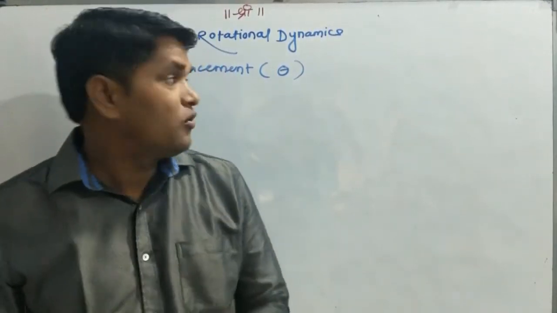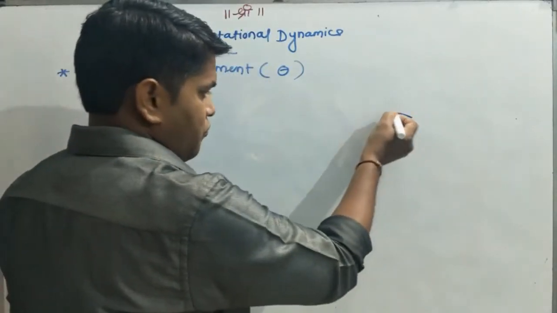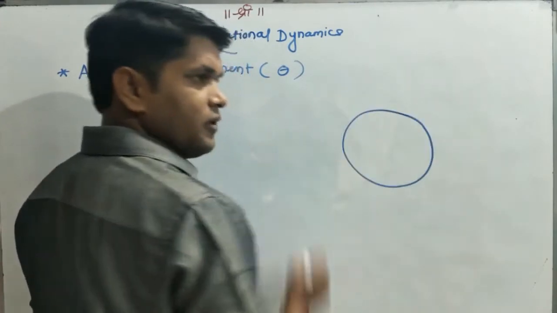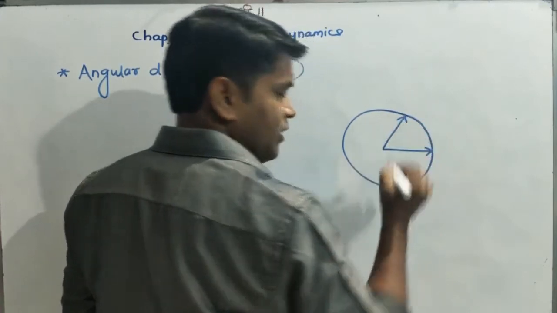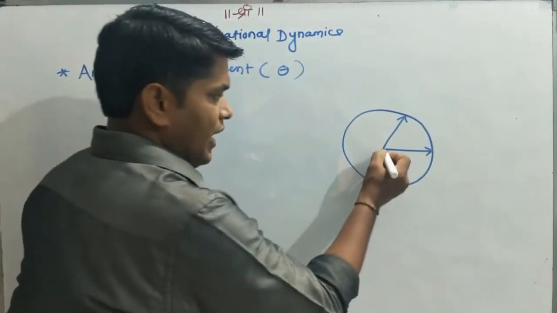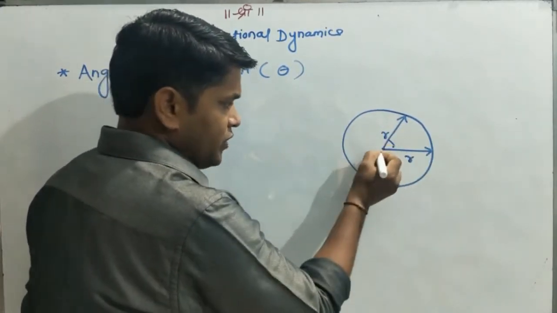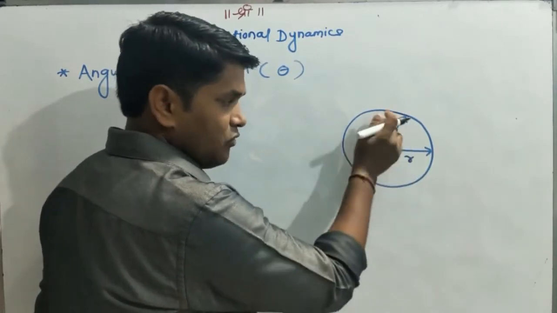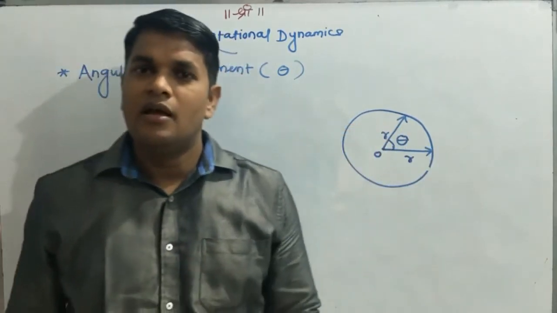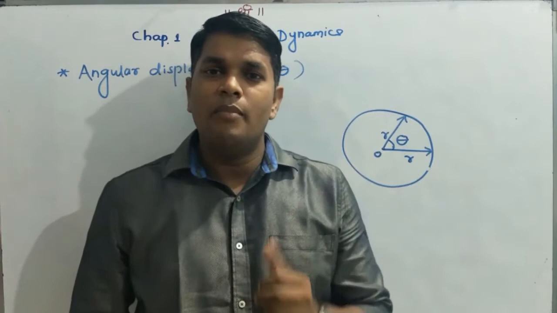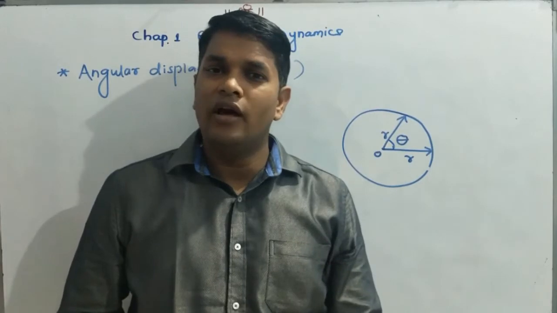The next concept is angular displacement. Suppose we have a circular motion, and suppose this is one radius vector and this is another radius vector. Then the angle made by these two radius vectors at the center of the circle is called the angular displacement. The definition: the angle made by radius vectors at the center of the circle is called the angular displacement.